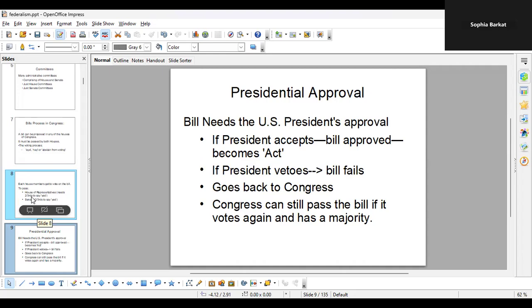It sits on the president's table for a while, and then he meets with his advisors. He meets with the people who are proposing the bill. He talks to others in Congress at the senior level, and then he decides on the bill, or she, right? We haven't had a female president in the US in a while, but maybe that will change. So if the president says this bill is not good, I don't want to pass it, it's called vetoing, and the bill fails to get the approval, it goes back to Congress, but Congress can still pass the bill if it votes again and has a majority.